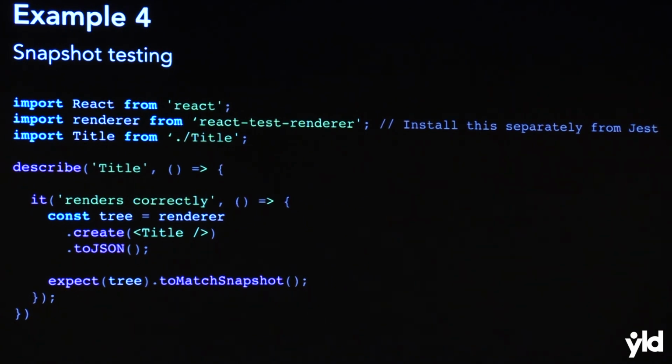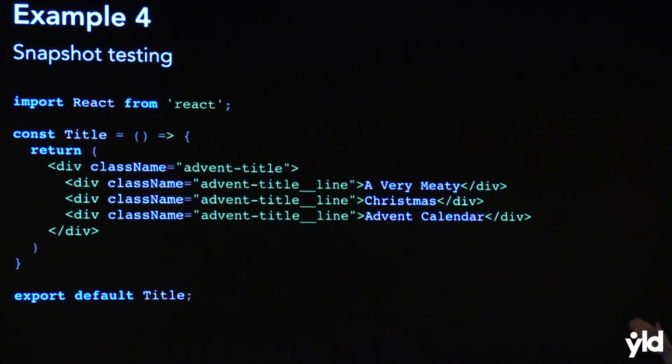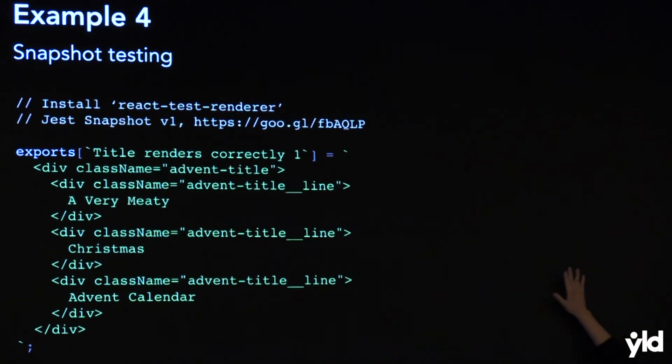So what is a snapshot? So this is a snapshot. What it creates for you is this file that has automagically taken a snapshot of your component, in the way that it looked at that point in time, right? So if you look at my component here, all of the divs and class names, etc., all of the content is outputted in this snapshot test.